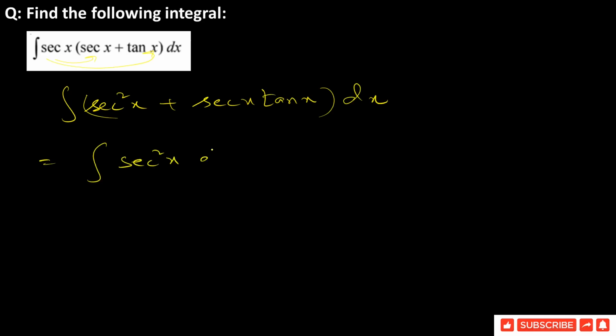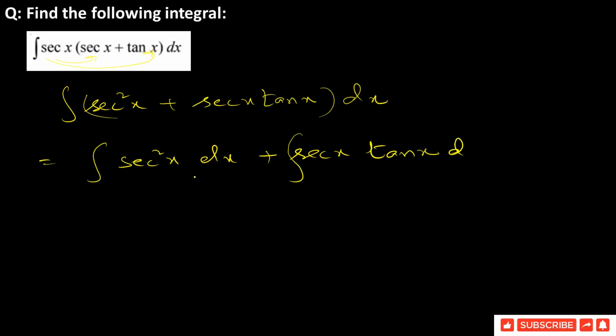When we open the bracket, what do we get? Secant times secant will be secant square x. Now we multiply the secant with tan x. So secant x tan x. This will be dx. Now we rewrite it, opening the bracket: secant square x dx plus secant x tan x dx.